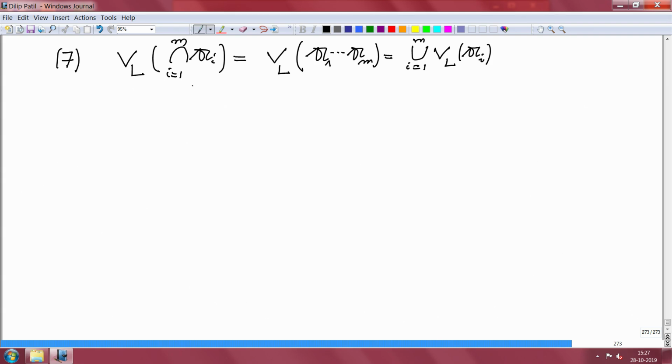Okay, what happens to the intersection now? So arbitrary intersection, V_L of A_i, that is the same thing as V_L of the sum ideal.